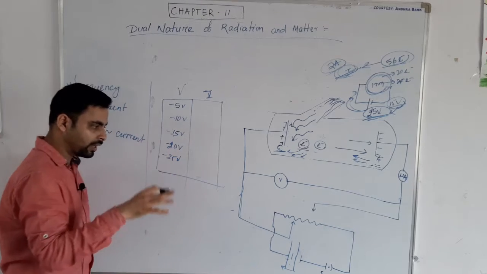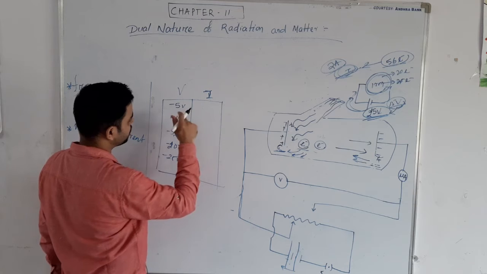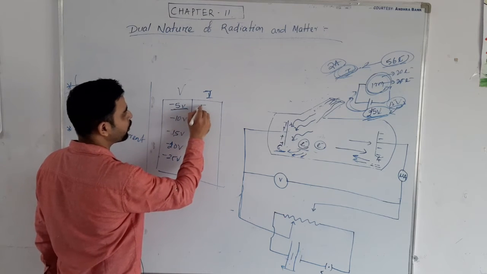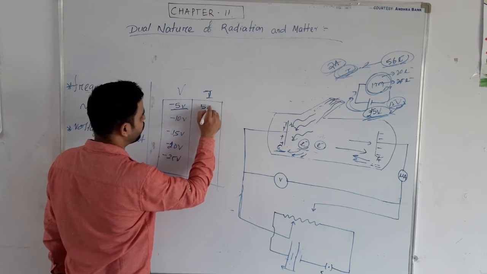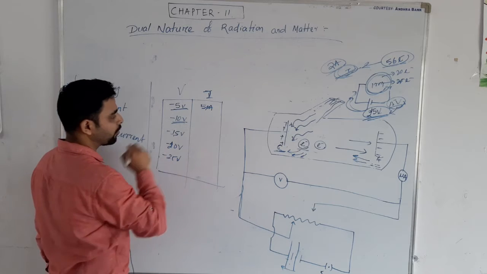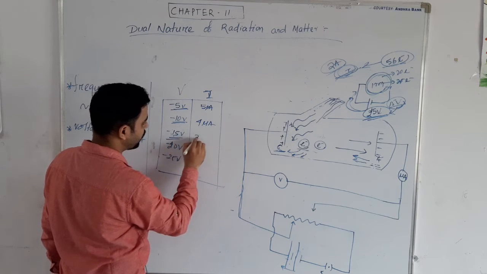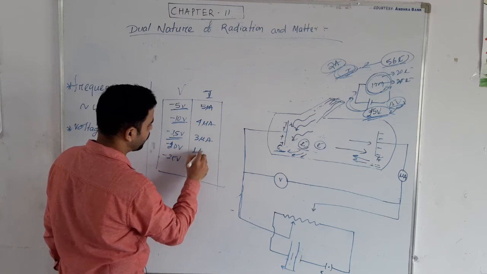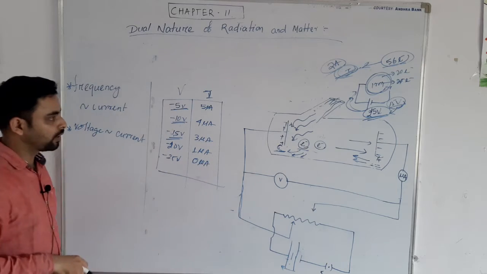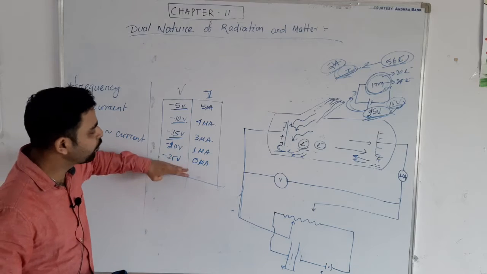In this way, if I increase the potential in the negative direction, what will I observe? I will observe that the current value is decreasing. Suppose at 5 volts I am getting 5 microampere current, at minus 10 volts I am getting 4 microampere current, at 15 volts 3 microampere, here 1 microampere, here 0 microampere. Gradually the value of current will decrease and it will become 0 at a certain voltage.